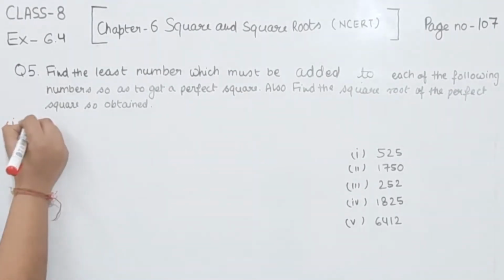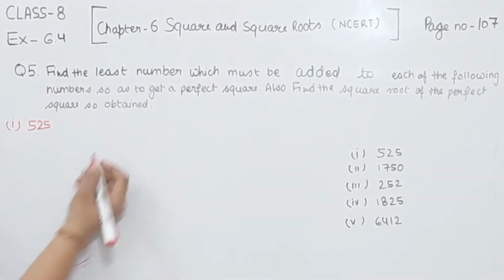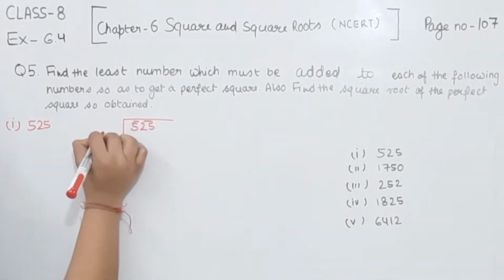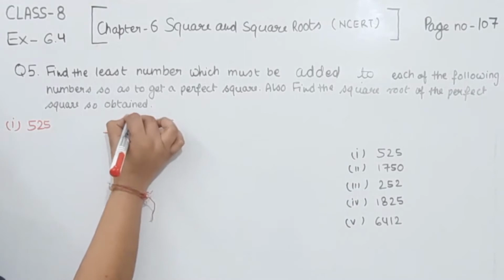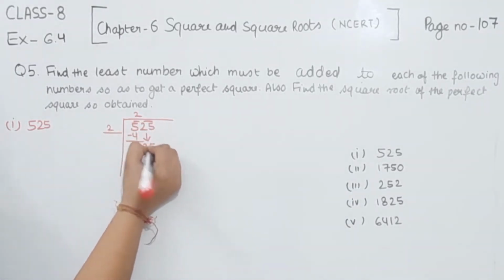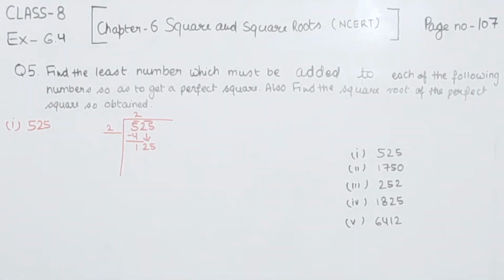We are going to start with the first one. The number we are having is 525. First of all, we are going to find the square root. For that, we are going to make the pairs. Now 2 2s are 4. The remainder we are having is 1. Now we are going to take the pair 25 downwards. Now we are having the number 125.